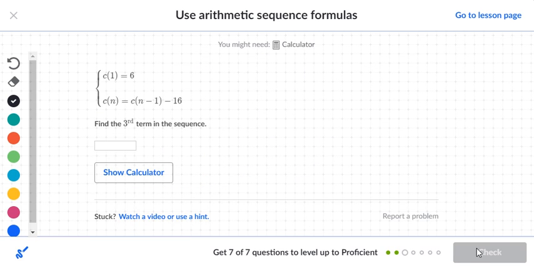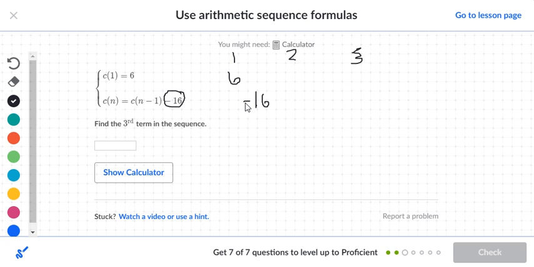Next one. Now this is a two-level problem, a little bit different than the previous one. This one you have almost like two equations. You can think of two levels. So we want to have the c of 1, and we want to find the third term. So we have the first term, second term, third term. So the first term is 6. Now to find the second term, remember we look right after the parentheses. So after the parentheses we have a -16.